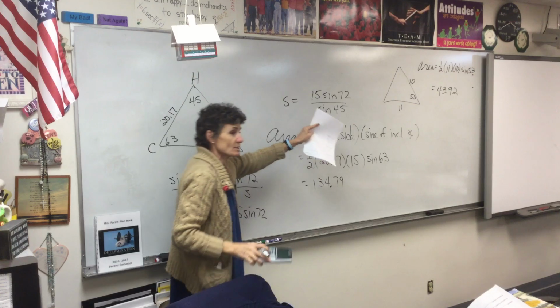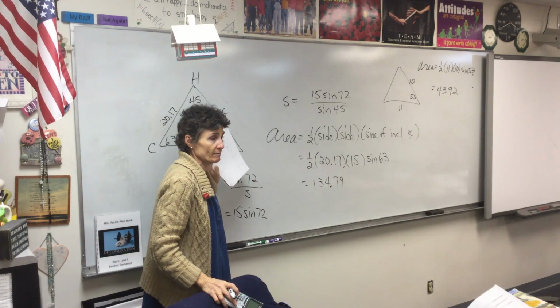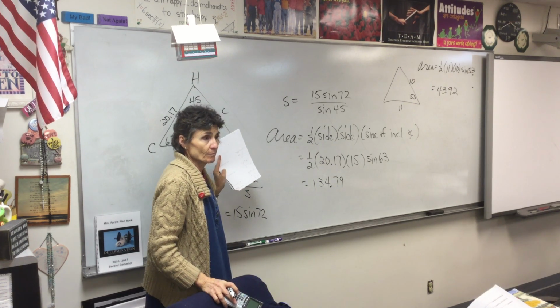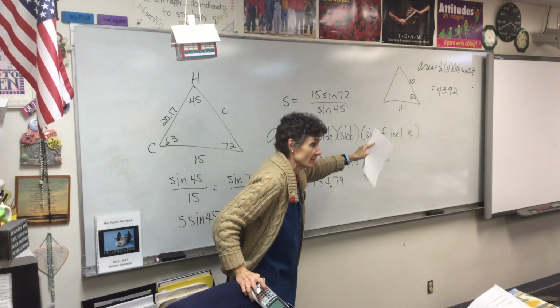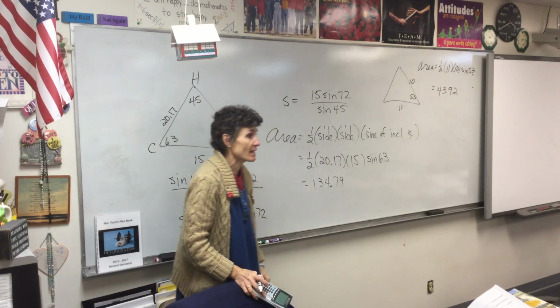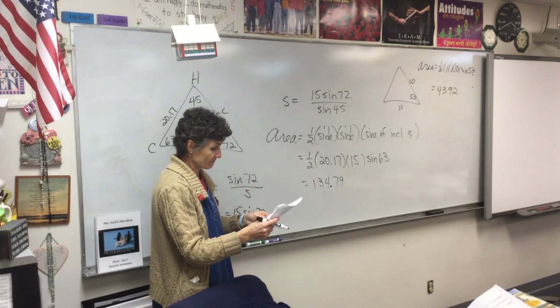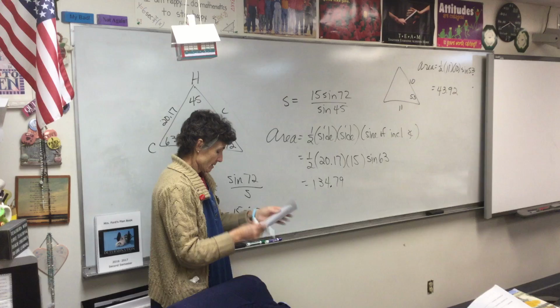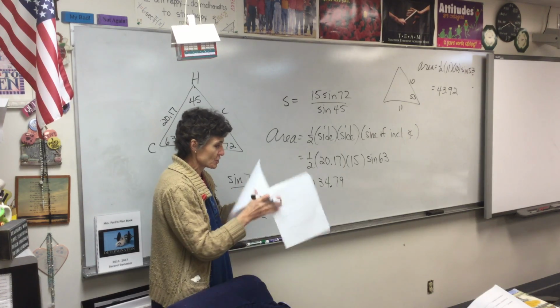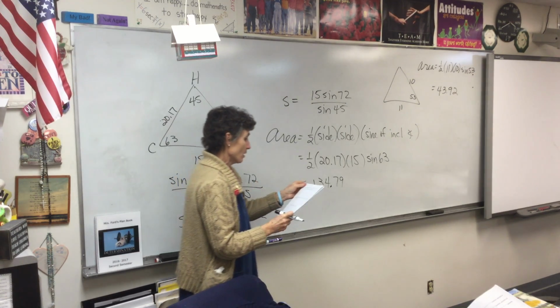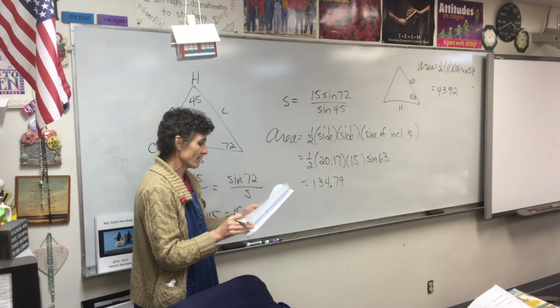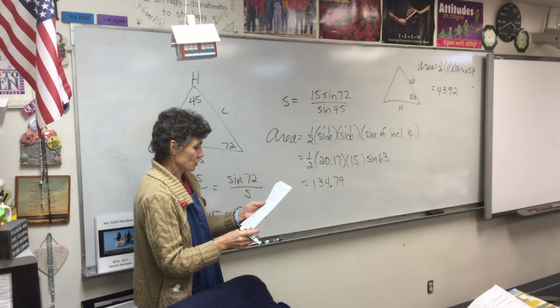Why was that one so much easier than this one? Because we had what we needed, right? We had 2 sides and the angle in between. Here we didn't, so we had to fight for it. Okay, one more page and you're done with this one. Here we go. All right, these are the ones where we have to draw a picture.